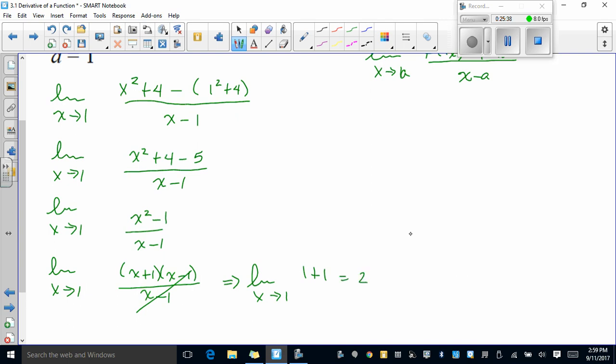You can't leave your answer just 2. I have to identify what you're doing. So this is f prime of 1 is equal to 2. Anyways, my derivative evaluated at 1 gives me 2.